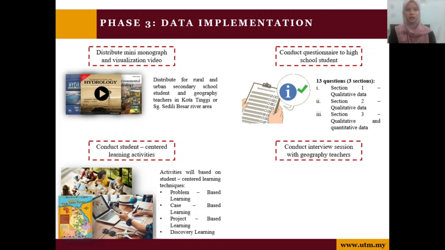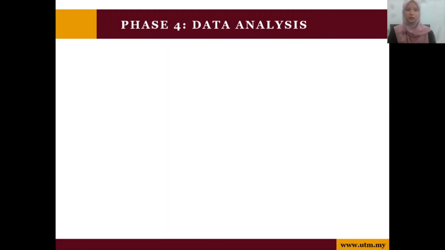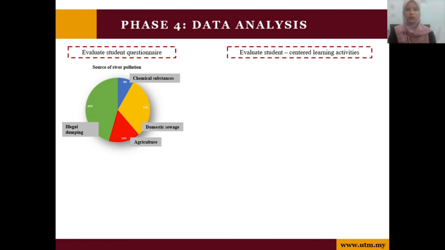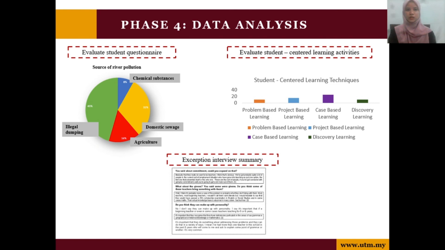Last task in phase 3 is to conduct an interview session with geography teachers. This interview session is done to know the shortcomings faced by teachers in order to deliver hydrology knowledge to their students. In phase 4, it essentially involves 3 tasks. Firstly, to evaluate the student questionnaire by using a pie chart. Next, student-centered learning activities will be represented using a bar chart to show the highest effectiveness of learning phase. Lastly, to do a summary of the teachers' interviews.